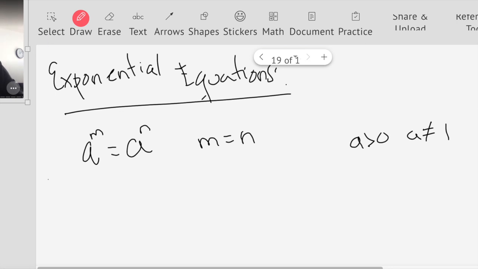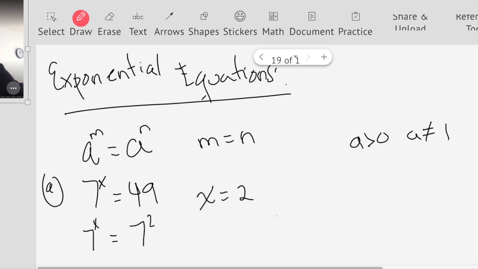So let's see, for example, 7^x equals 49. You already know what the answer is, but if we do it step by step, we have to do this, right? Same base. So now we can set the exponents equal to each other. So x equals 2. Very simple, right?